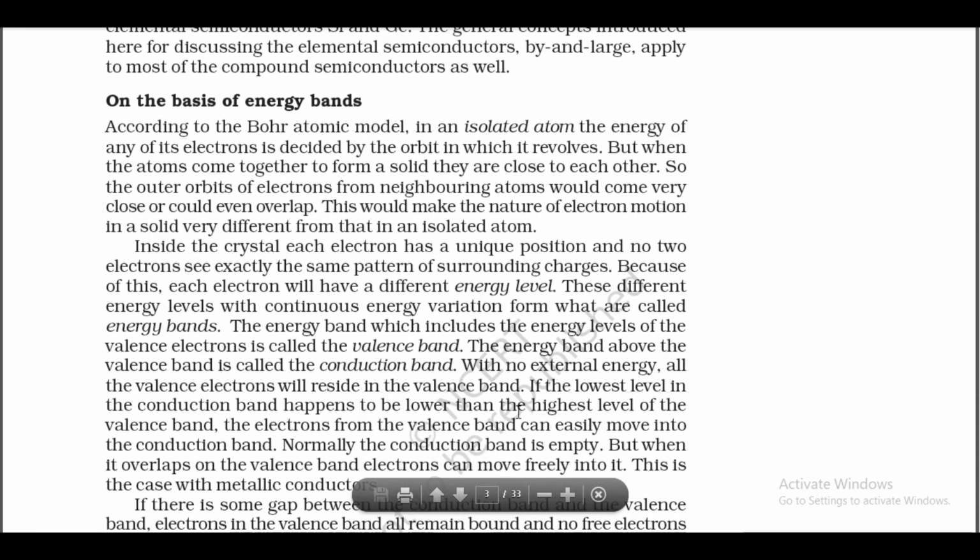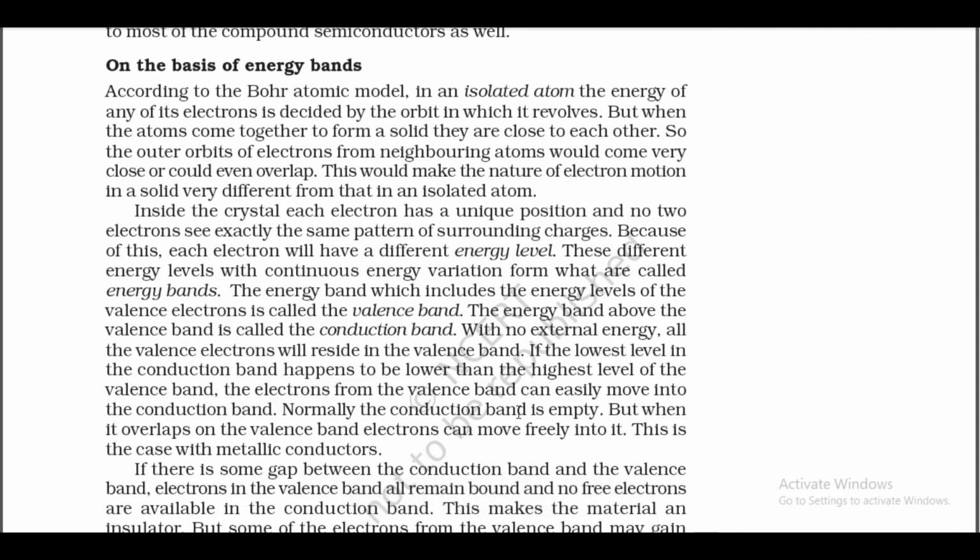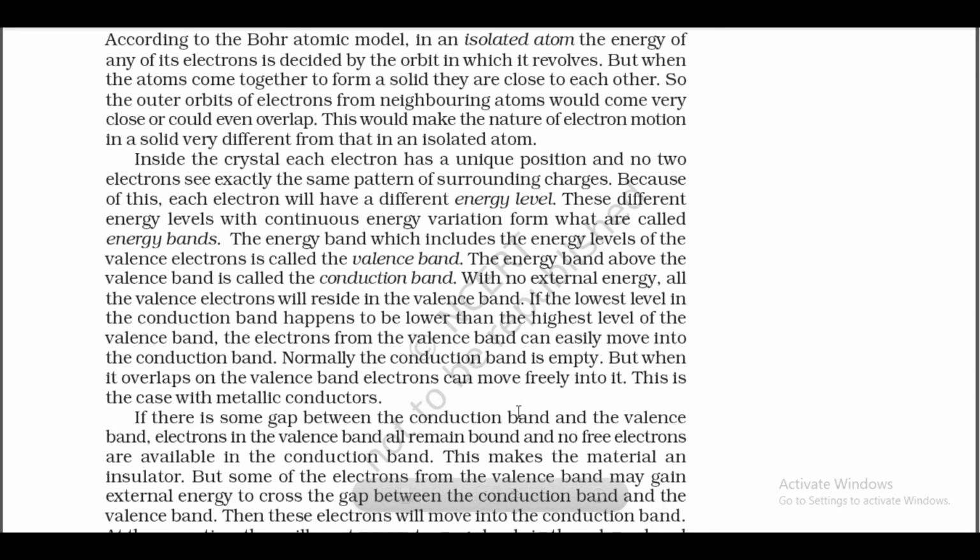On the basis of energy bands according to the Bohr atomic model, in an isolated atom, the energy of any of its electrons is decided by the orbit in which it revolves. But when the atoms come together to form a solid, they are close to each other. So the outer orbits of electrons from neighboring atoms would come very close or could even overlap. This would make the nature of electron motion in a solid very different from that in an isolated atom.